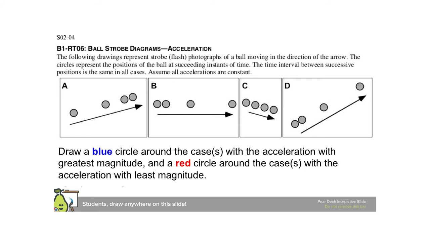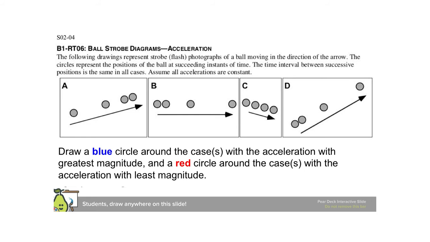So the least turns out to be really easy, because if we look over here, in case A and B and D, the distance between flashes changes, and therefore the velocity changes, because remember that would be approximately that distance divided by the flash rate, or flash time. But in case C, it doesn't.